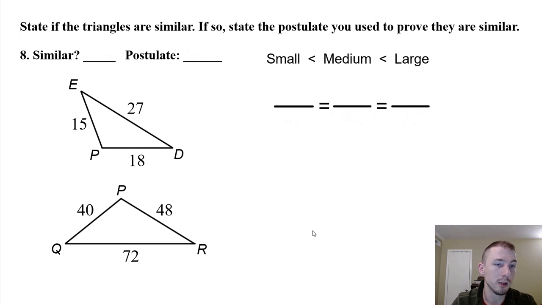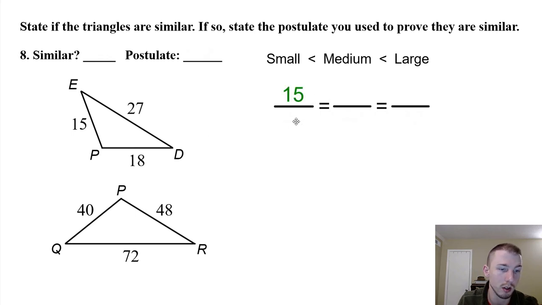All right, number 8. State if the triangles are similar. If so, state the postulate used to prove that they are similar. All right, so on this one, I don't know any of my angles. I don't have vertical angles, parallel lines, alternate interior, anything like that. But I do have all three sides. So I will prove this with side, side, side. Remember, we go small, medium, large. So the smallest one before the dilation is going to be the smallest one after the dilation.